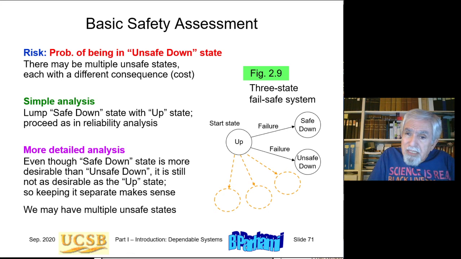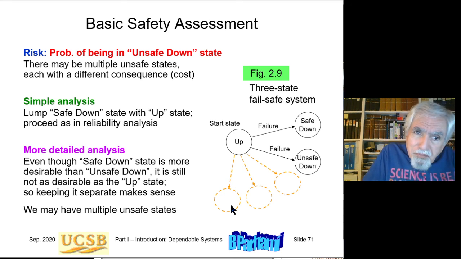Okay, so this safe down state is actually a desirable state. If the system is going to fail, we would rather it fail in this state. So from the point of view of safety, the safe down state is really as good as the up state because there are no safety issues in either case. Whereas in the unsafe down states, there's unsafety, there are consequences.